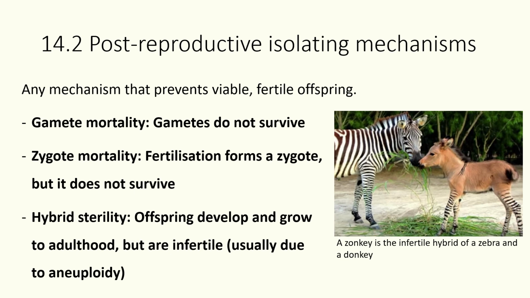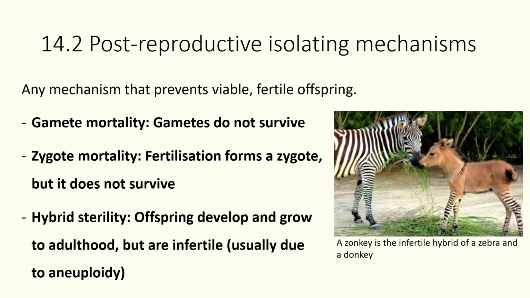So post-reproductive isolating mechanisms, as we said, they're not stopping the reproduction from happening, but they're stopping it from being successful. So it prevents viable fertile offspring resulting from that mating. We've got gamete mortality, which means that the gametes do not survive. So they can have intercourse, they can mate, but for some reason the sperm won't survive in the reproductive tract, or the egg won't match up with the sperm or something like that. So that's the first stage of post-reproductive isolating mechanisms.